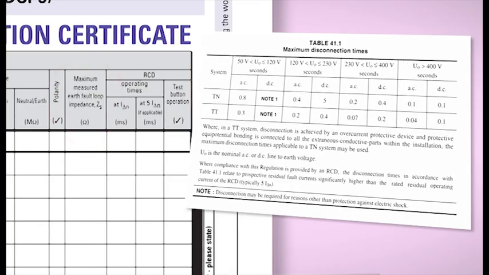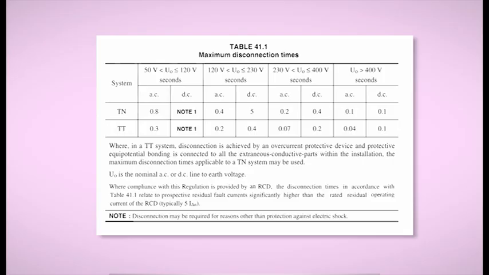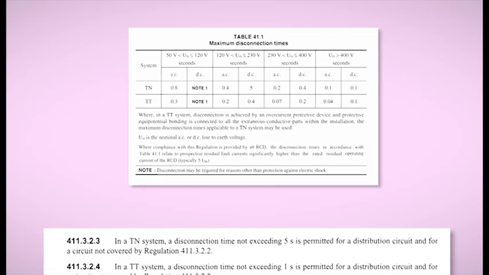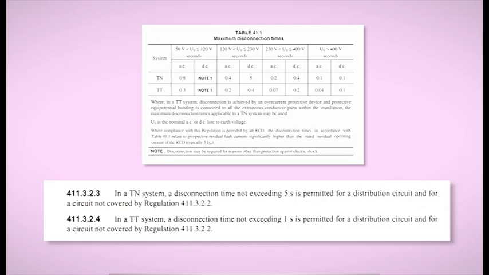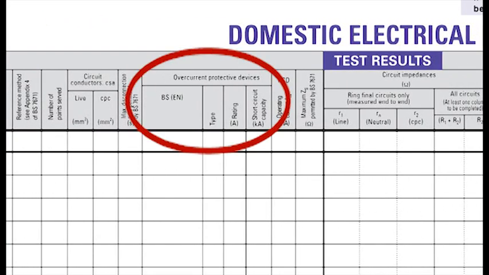You will see from table 4.1.1 that for circuits not exceeding 32 amps on a TN system, the maximum disconnection time is 0.4 of a second. For a TT system, the maximum disconnection time is 0.2 of a second. For circuits exceeding 32 amps or distribution circuits, the disconnection time can be extended to 5 seconds and 1 second respectively.